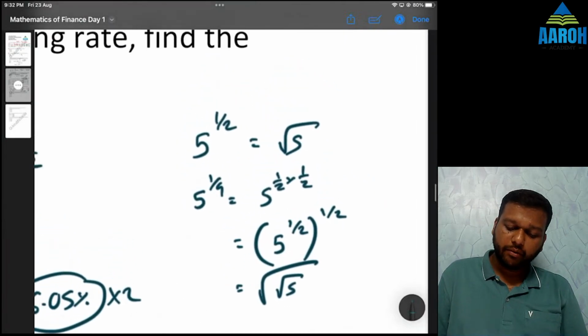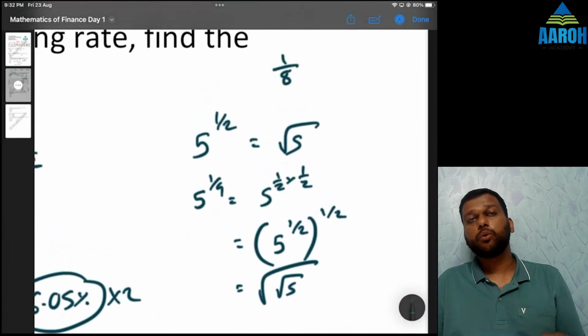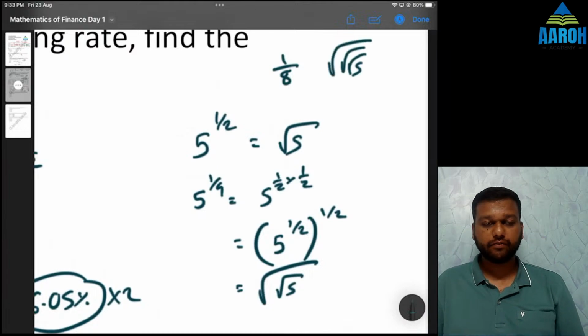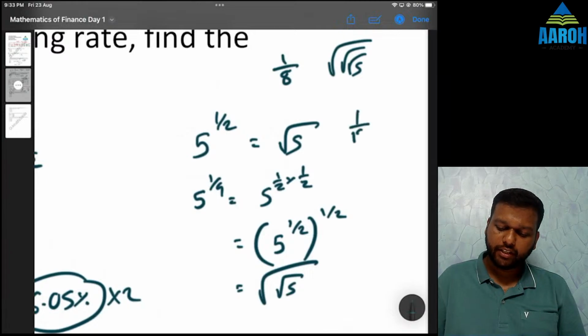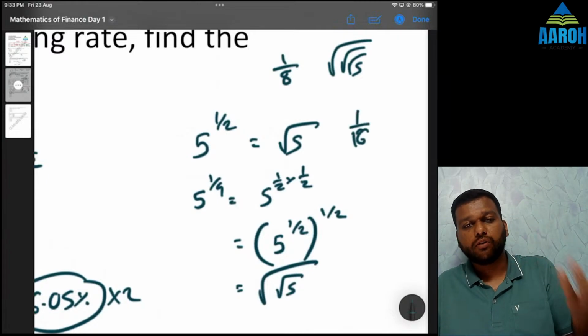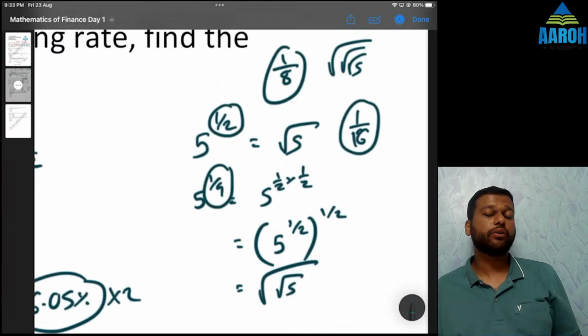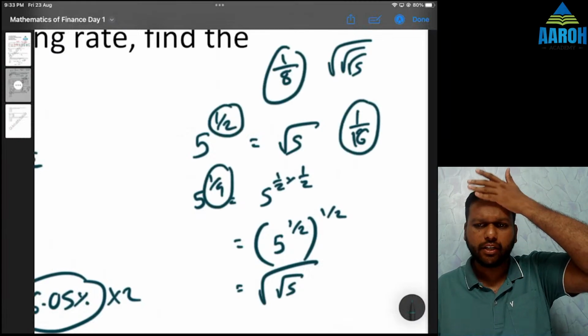Similarly, if you have 1 by 8, I can write it as 1 by 2 into 1 by 2 into 1 by 2. So it will just be root of root of root of 5. If you have 1 by 16, it will just be 4 times root of 5. That's it. So you can only use this for these cases. Otherwise, you cannot use it. Otherwise, you have to go to the 12 times root method.